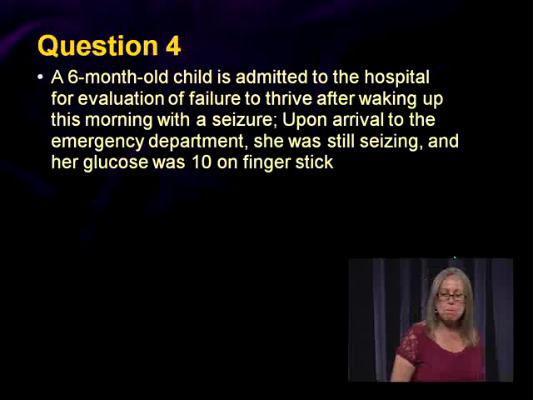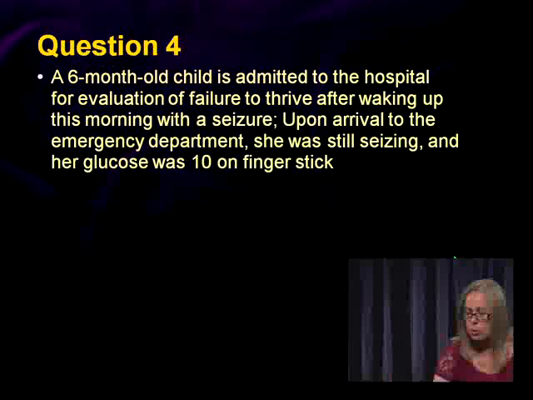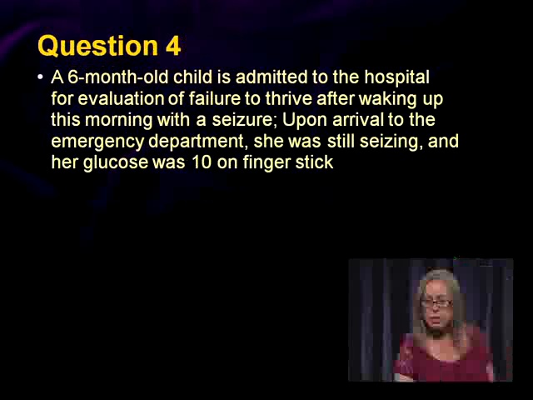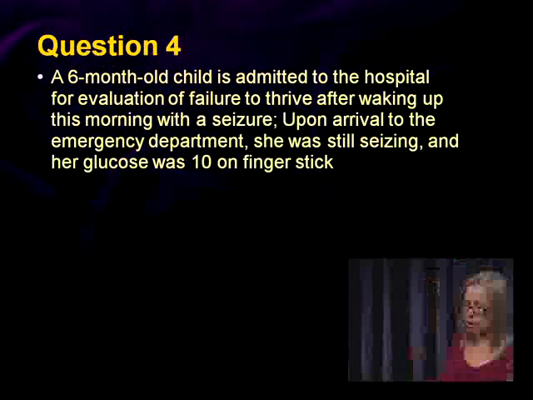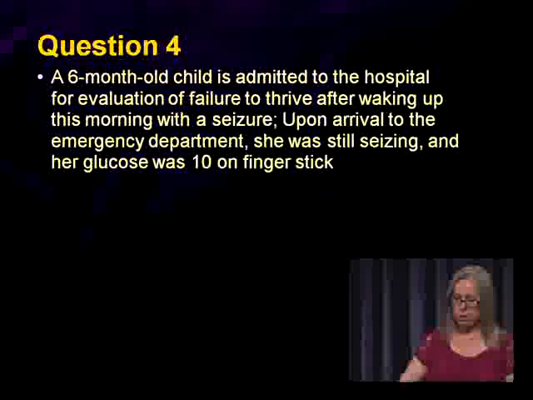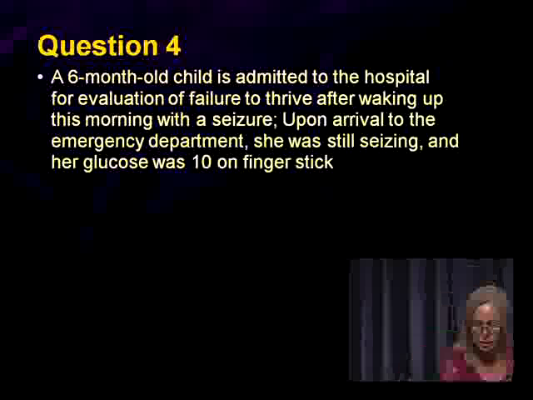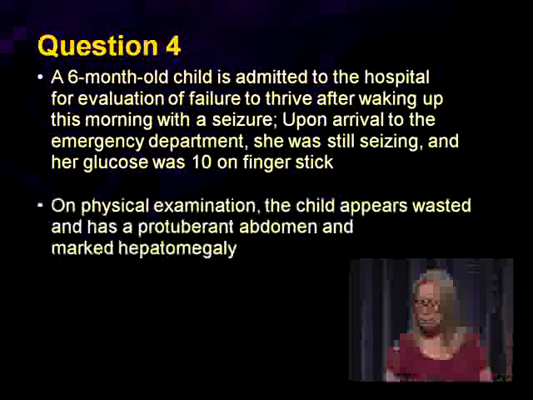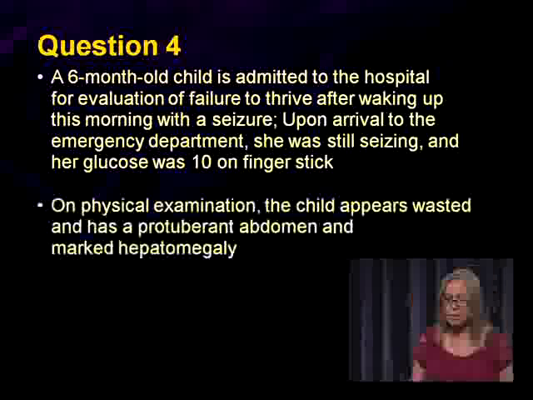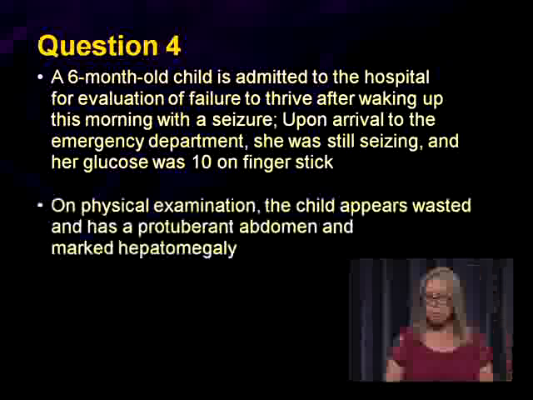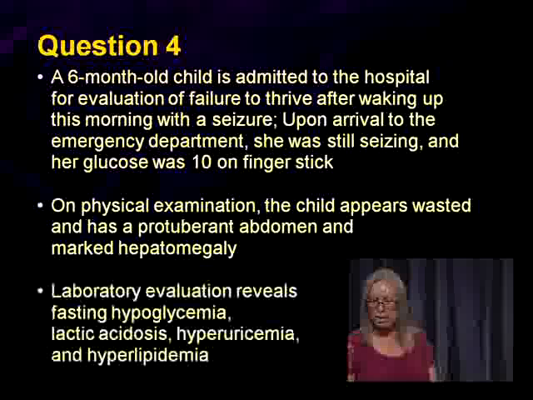They can have progressive muscle weakness and atrophy with fat replacement. All right. Another question. A 6-month-old child is admitted to the hospital for evaluation of failure to thrive after waking up this morning with a seizure. Upon arrival to the emergency department, she was still seizing and her glucose was 10 on a finger stick. On physical exam, she appears wasted and has a protuberant abdomen and marked hepatomegaly. She has fasting hypoglycemia, lactic acidosis, high uric acid, and high lipids.